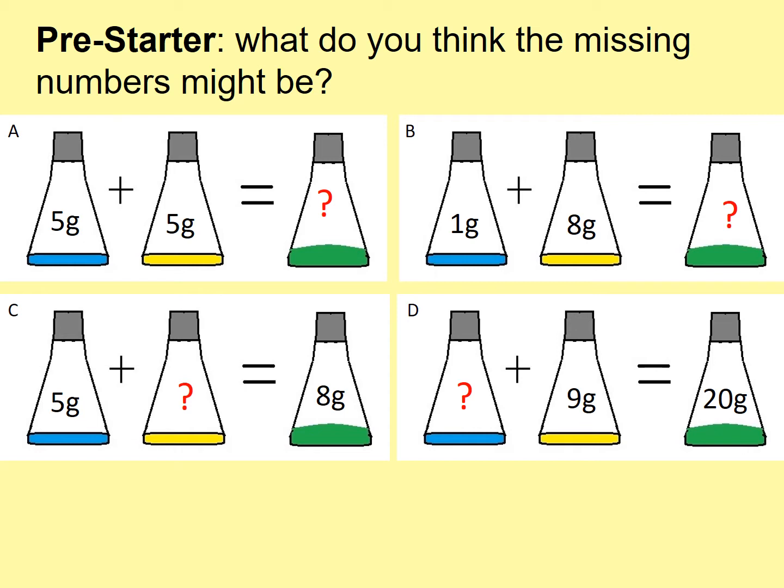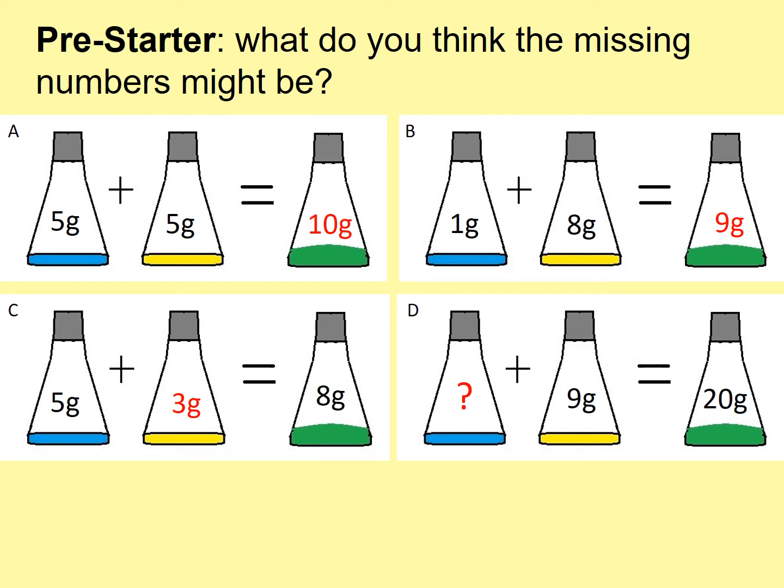Okay, so although these are written as flasks, it's basically just a maths problem. If we add 5 and 5 together, we should have come up with 10 grams. If we add 1 and 8 together, we should have come up with 9 grams. If we have 5 grams and we add something to it and the total is 8 grams, then you should have done some simple arithmetic, 8 minus 5 to give you the answer of 3 grams.